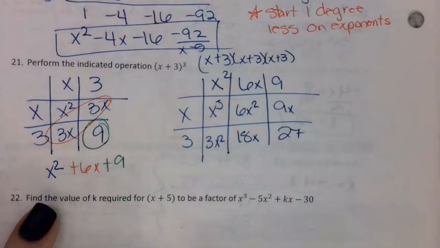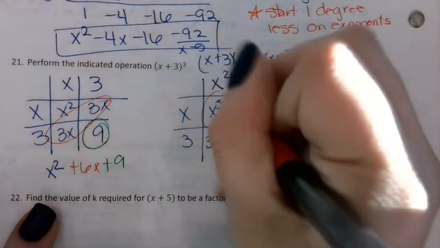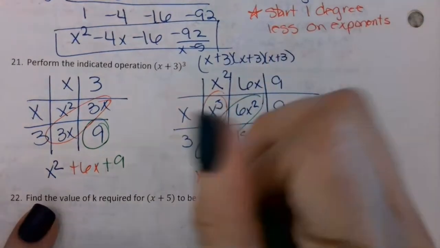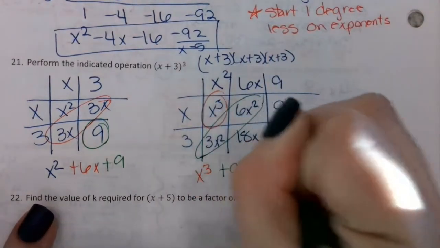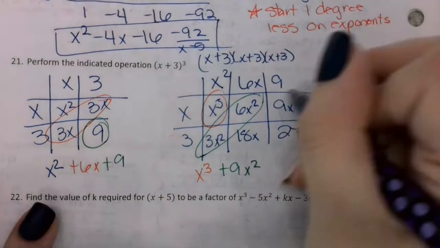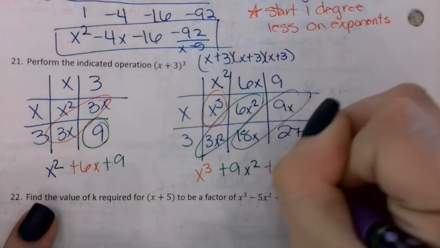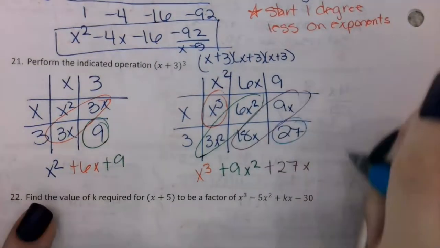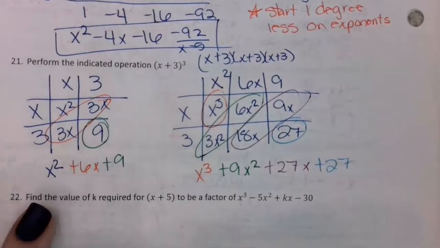I go back again, and I combine my like terms on the inside. So I start off with x cubed. Then I have 3x squared and 6x squared, which gives me 9x squared. I have 18x and 9x, which gives me 27x. And then the 27 at the end stays at the end.